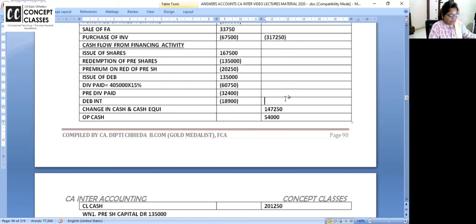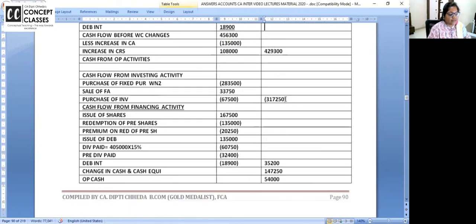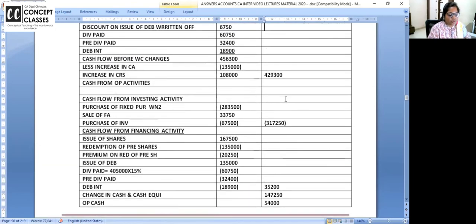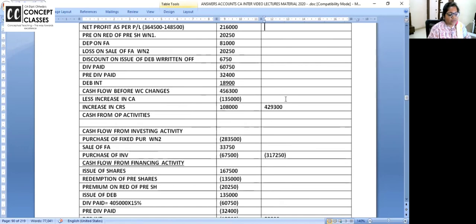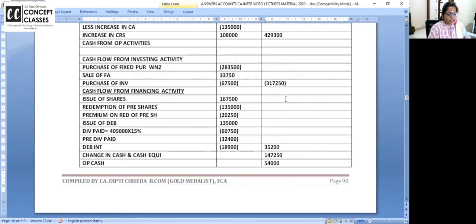How much? 35,200 open. And now see whether these totals are getting tallied or not. Yes, this vertical total should tally, right? From operating you earn 429,300 minus 317,250 plus 35,200 is coming to 147. Magic.